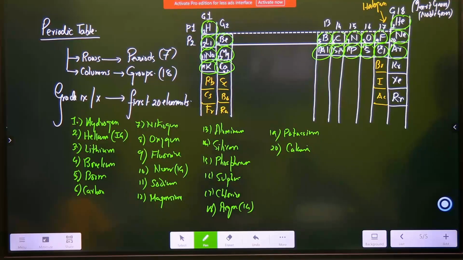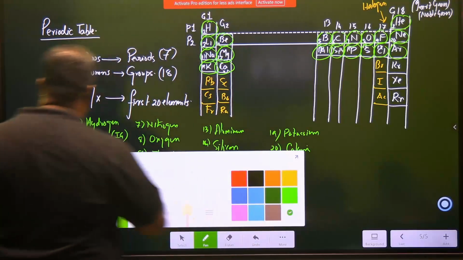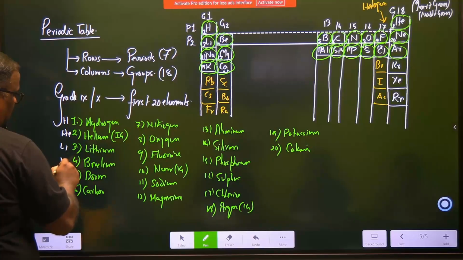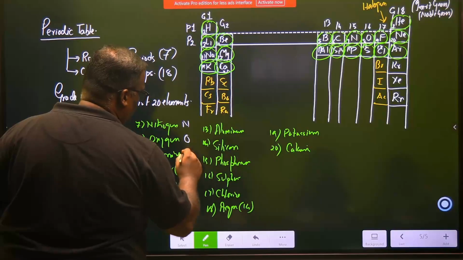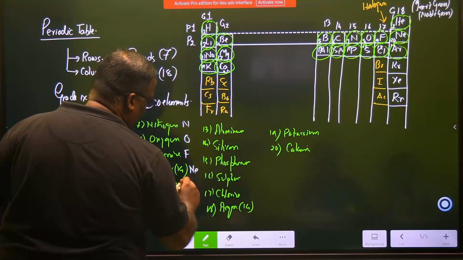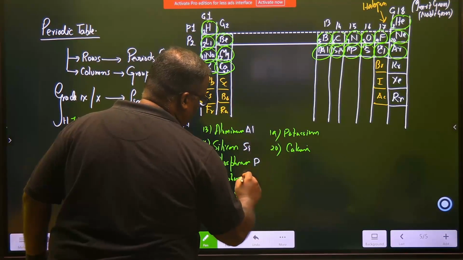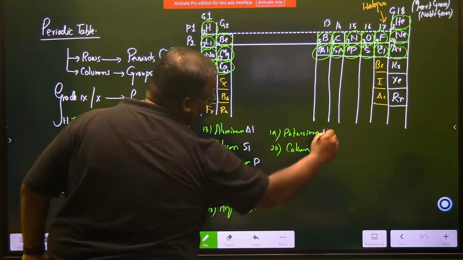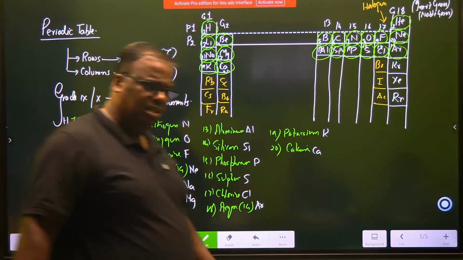Any symbol you want, you can ask me. Silicon is Si. Want me to write them? Okay, hydrogen is H, helium is He, lithium is Li, beryllium is Be, boron is B, carbon is C, nitrogen is N, oxygen is O, fluorine, neon, then sodium, natrium, okay, magnesium. After that, aluminium, silicon, phosphorus, sulfur, chlorine, argon, potassium, calcium.